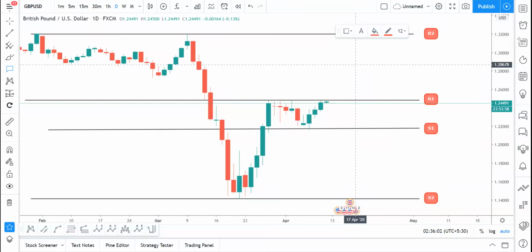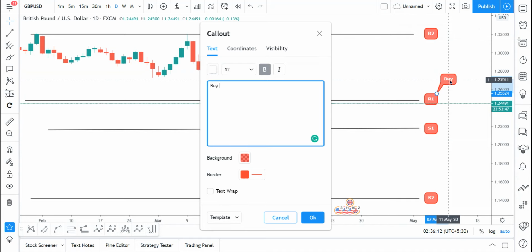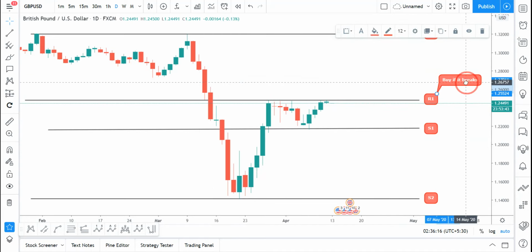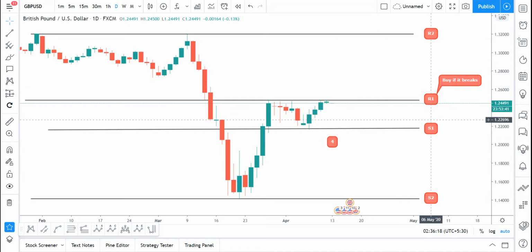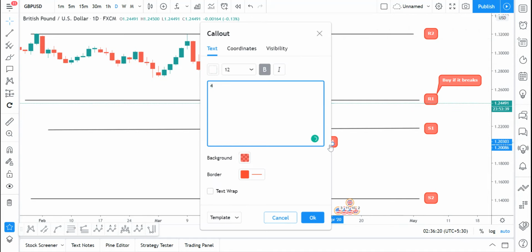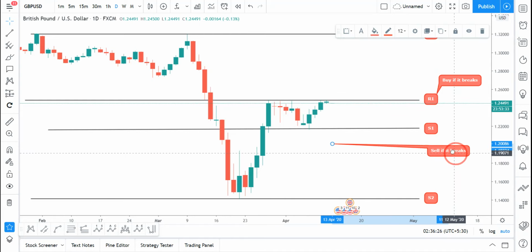So what should be the correct trading idea in this case? If we look at the current scenario, we can start drawing like this, and we can write that buy if it breaks. Yeah, just copy pasted that. Sell if it breaks. Right? It looks so much simpler like that.